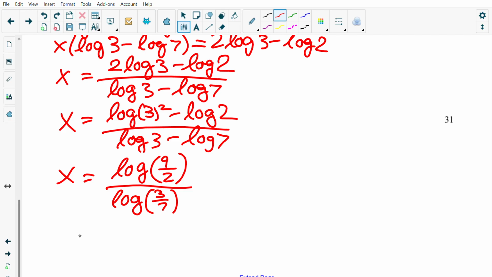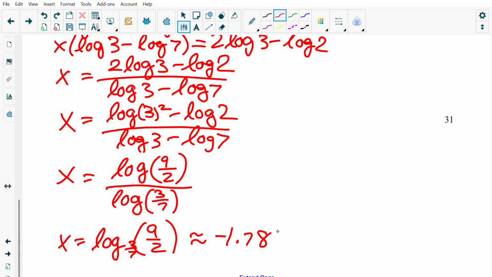Okay, I have base 10 on both top and bottom. So what I'm going to do is use a change of base identity. So log base 3 sevenths of the argument 9 halves. Okay, if you do this on a calculator, estimated value, so 3 divided by 7, and then 9 divided by 2, I get roughly equal to negative 1.78.